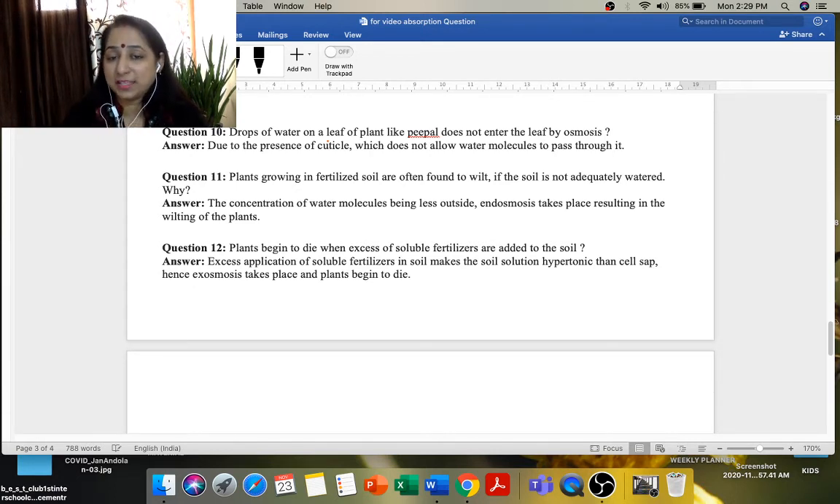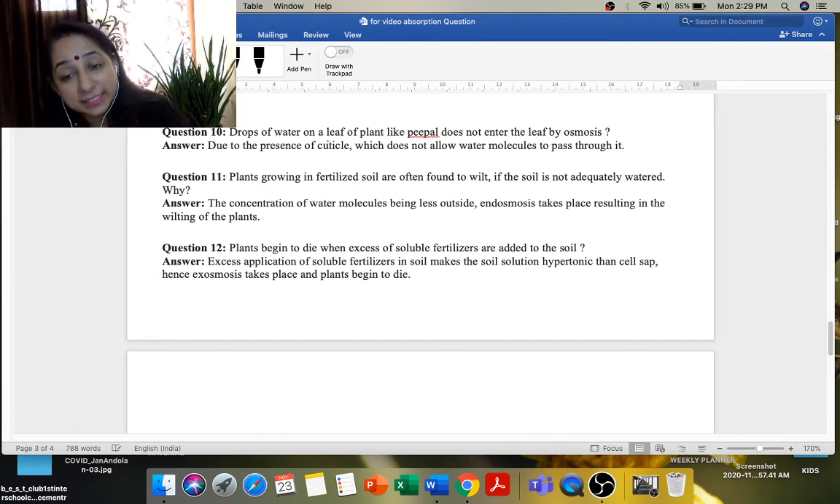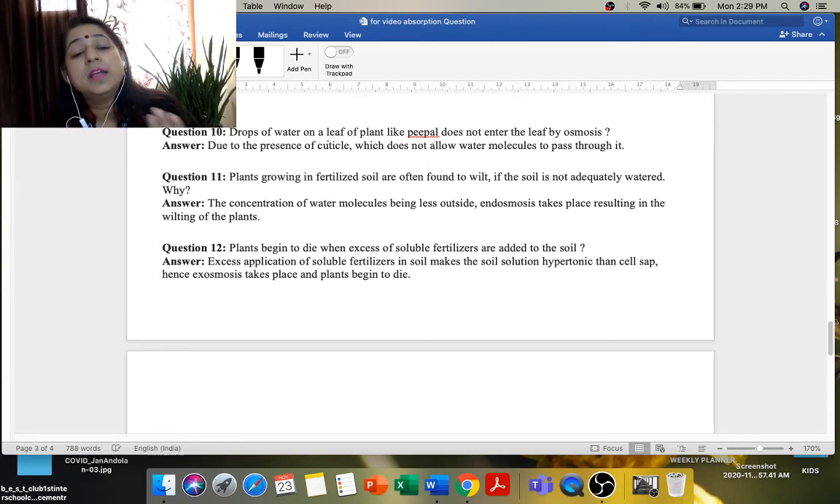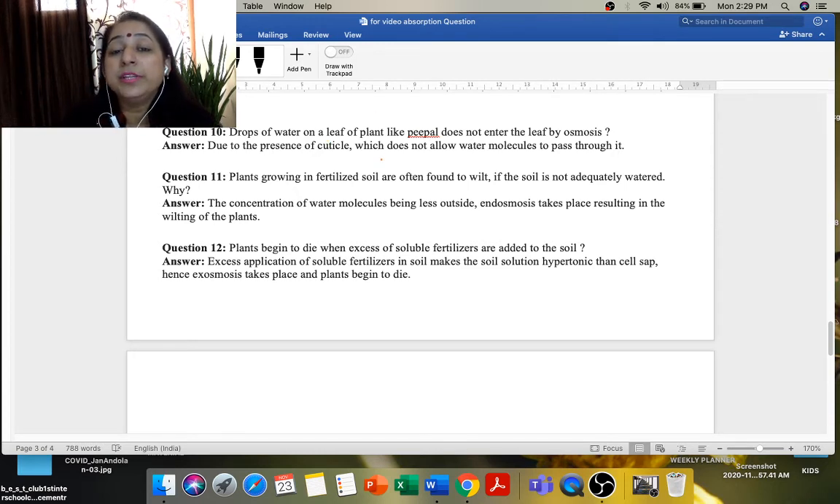Plants growing in fertilized soil are often found to wilt because again the same reason. Now the reason remains the same, but they have just twisted the answers. Questions: plants begin to die when excessive soluble fertilizers are added. Here also the reason remains the same, but the statement is twisted. So this is how you need to answer your questions. I have taken two basic, most important types of questions which are asked from this chapter. Fine, there are multiple one marker questions.